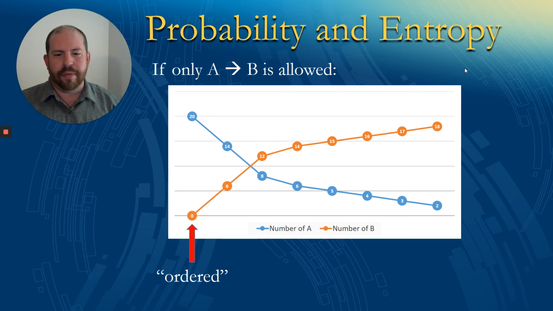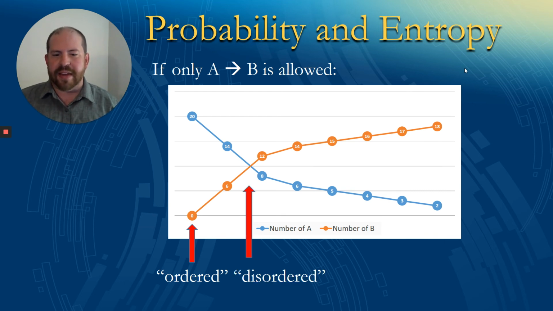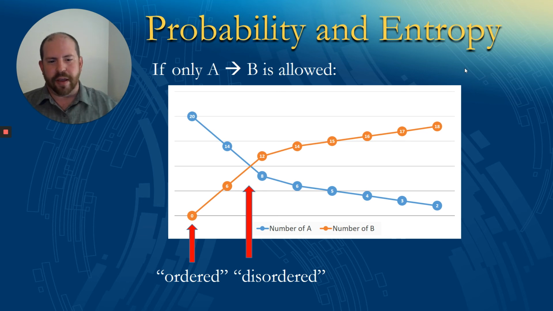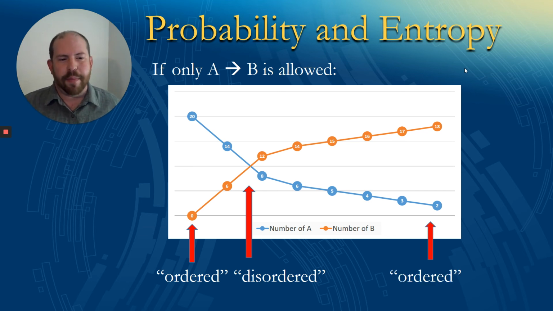After just a couple of rolls, though, we've gone to a mixed up state. We have this chaotic mixture of A's and B's after just a couple of rolls. But then what happens as we keep going? As we keep converting A's to B's, we end up in the end with a situation where we don't have a mixed up jumble of everything. We're back to just having one type of thing, and we've gone back to more order.